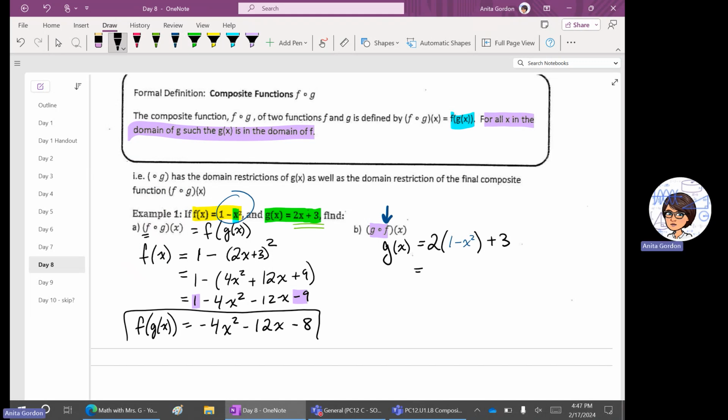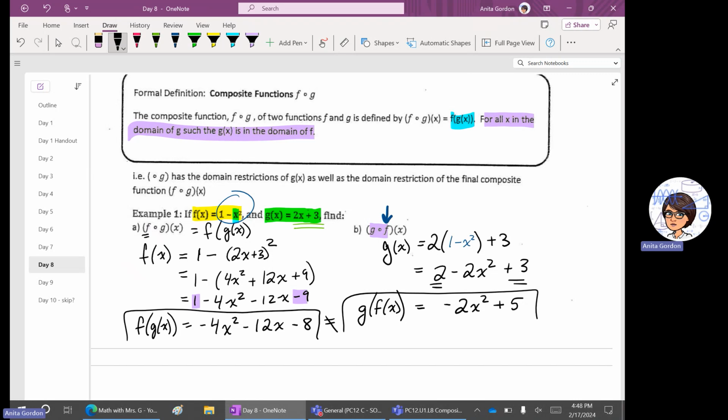And when I distribute, this is going to be 2 minus 2x squared plus 3. The 2 and the 3 can combine. So this is going to be negative 2x squared plus 5. And this is the function g that depends on f, which depends on x. And there you go. So you'll notice that these are not the same, right?